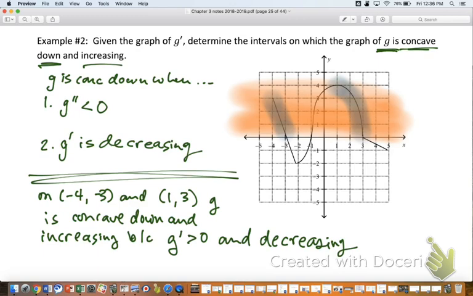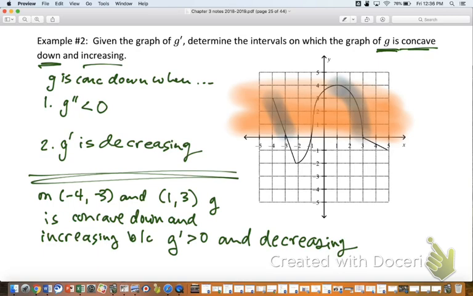Okay, let's back up. So, what do I need to back up to? F, so yeah. F is concave down. And you know how you can tell that? You know what concavity looks like, and you can see the concave part is pointing down.